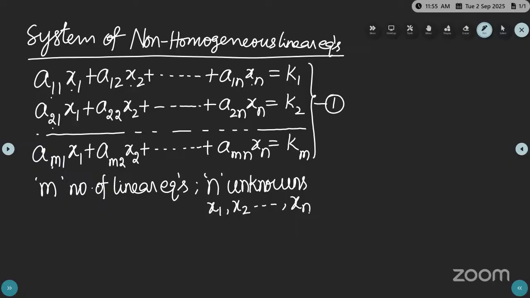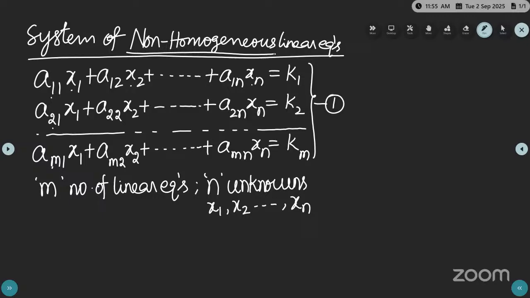At least one of those constants must be non-zero. Then only you can say that it is non-homogeneous. If all are zeros, it is homogeneous. Do remember, if all are zeros, that is homogeneous. Is it clear now? Say yes or no.